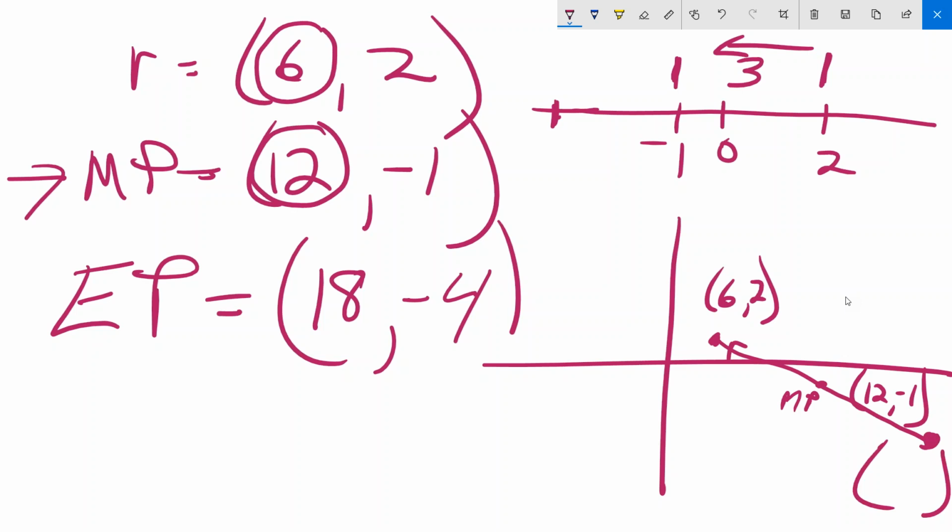Well, notice I got to get from 6 to 12. That's going to the right by 6 units. So the next point has to be 18. I'm going to add 6 units going to the right. And the y-coordinate, I got to get from 2 to -1, which is going down by 3. So I got to keep going down by 3 more. If I go down by 3 from -1, I get to -4.